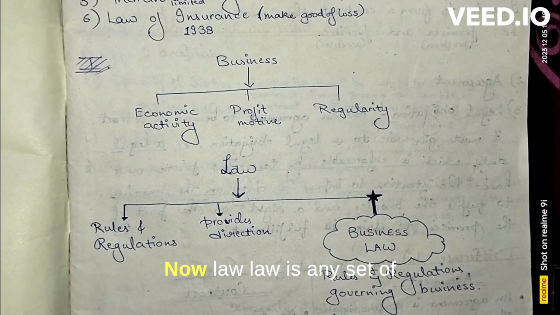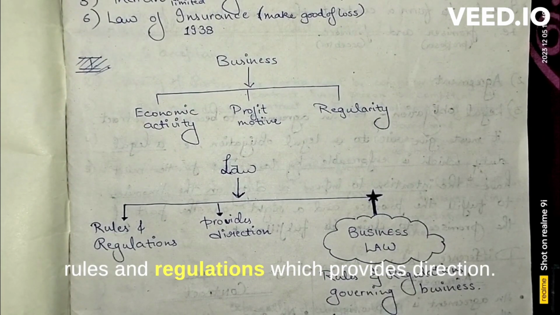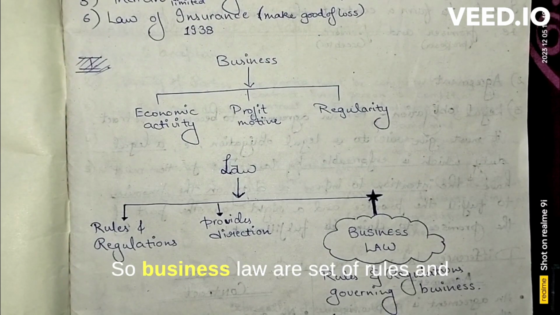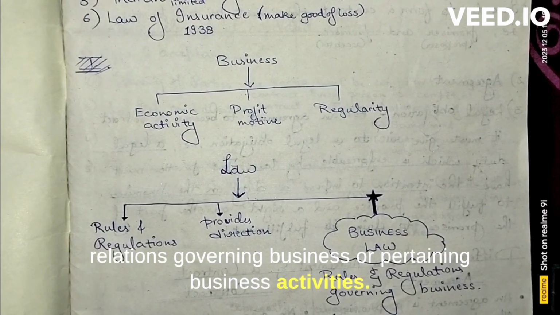Now law is any set of rules and regulations which provides direction. So business law is the set of rules and regulations governing business or pertaining to business activities.